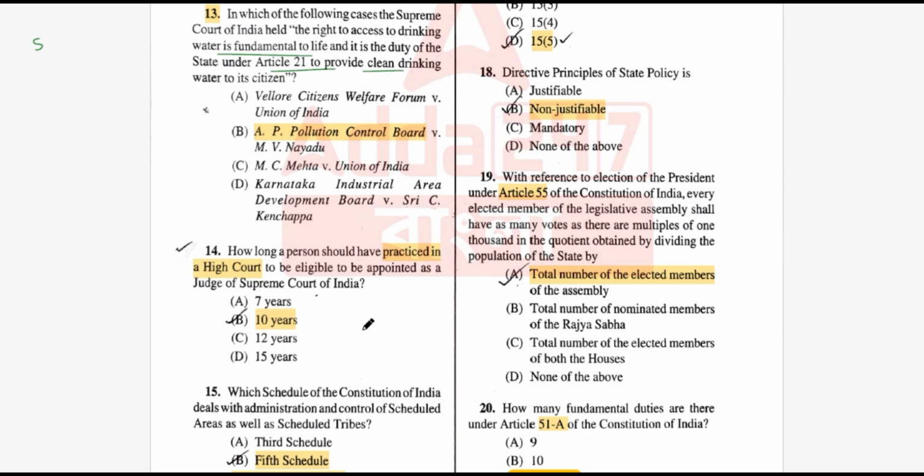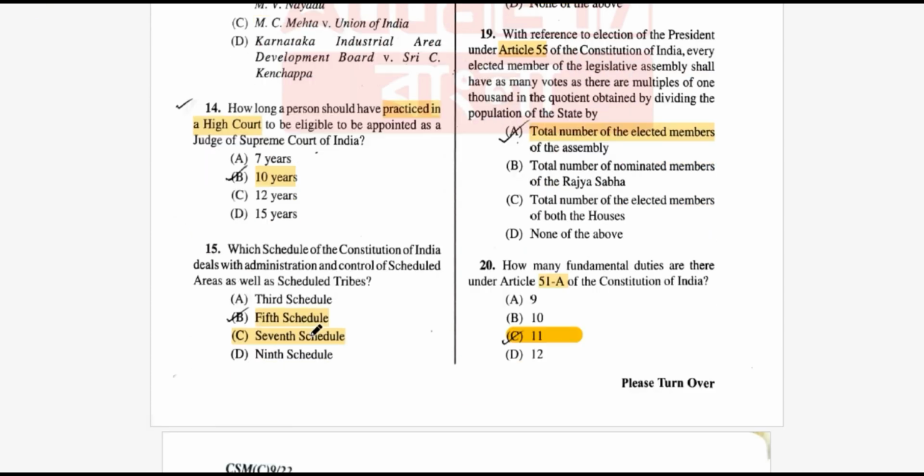How long must a person have practiced in the High Court to be eligible to be appointed as a judge of the Supreme Court? That is 10 years. This is the eligibility criterion to be a judge of the Supreme Court. Now next question: which schedule of the Constitution of India deals with the administration and control of scheduled areas? That is the 5th Schedule.